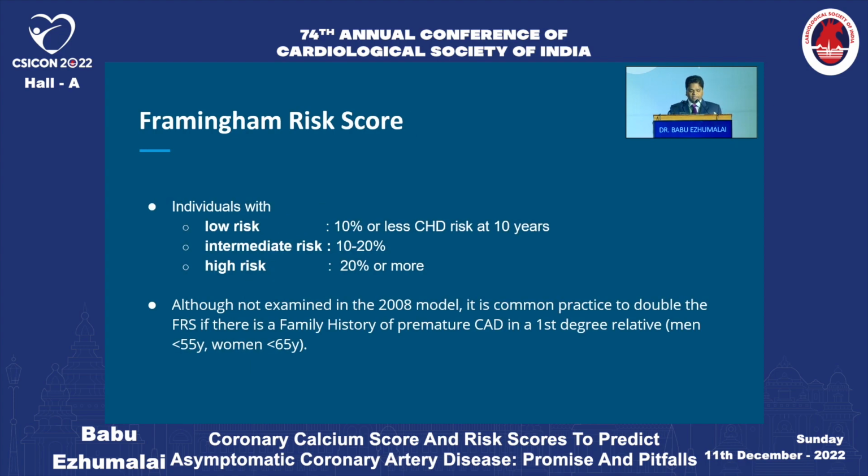And we classify them as low risk, less than 10%, intermediate risk, 10 to 20%, or high risk, more than 20%. Here one pitfall is that diabetes was only added recently, in 2008, and a family history of premature CAD is not taken into consideration. But by common practice, if there is a family history of premature CAD, we double the Framingham risk score.